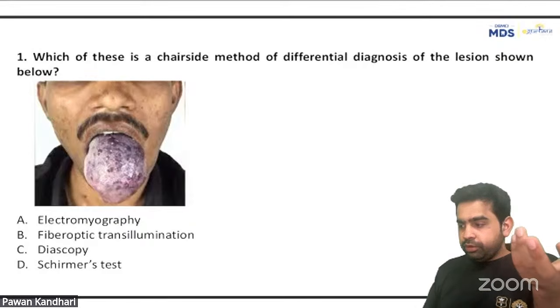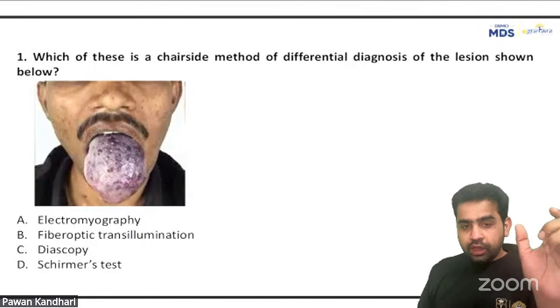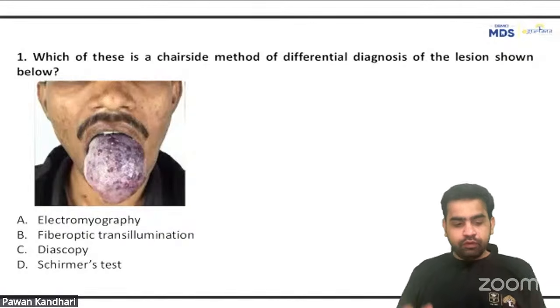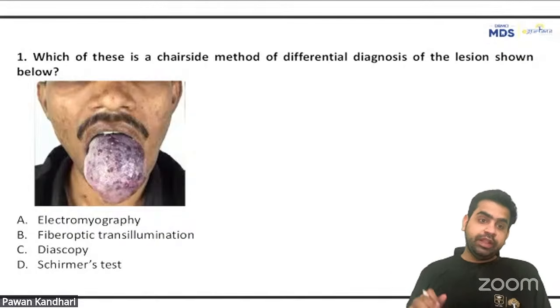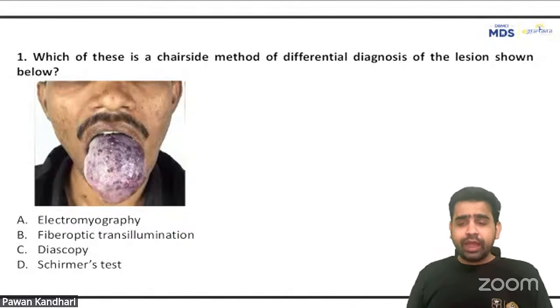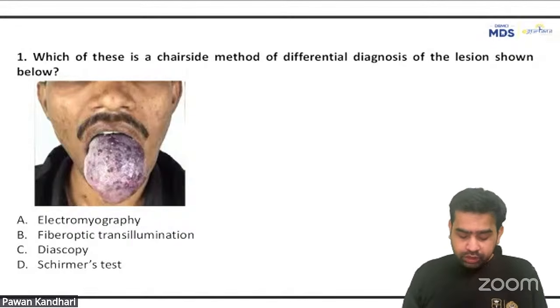So I do remember that you have one of the questions which is based on lymphangioma. Then I was taking one of the live sessions on YouTube, and one student asked me how will you distinguish lymphangioma from hemangioma? And this is that exact question. So the answer is definitely diascopy.